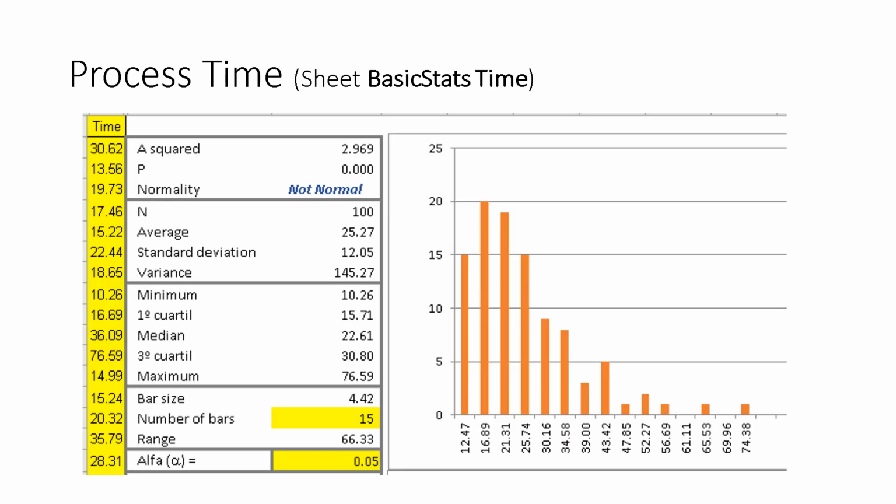We have been collecting daily process time during 3 months in sheet time, and we want to know if there are any significant changes in the process during these 3 months. Since we have a single value each day, we will use a variables SPC chart for individuals. We need our values to follow a normal distribution in order to use this chart. So we will do a test for normality in basic stats time.